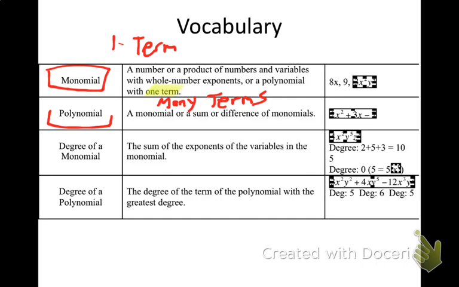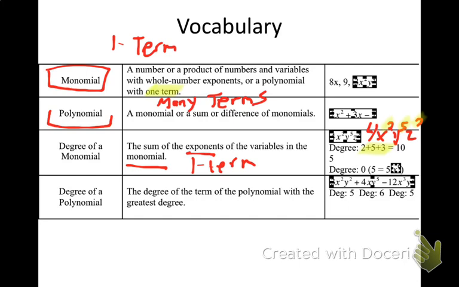Degree of a monomial. We're going to talk about degrees of monomials and polynomials. The degree of a monomial is the sum of the exponents of the variables in a monomial. So again, one term. Looking at 4x squared, y to the fifth, z to the third, they take the exponents and add them. So 2, 5, and 3. 2 plus 5 plus 3 is 10. So that was our degree.